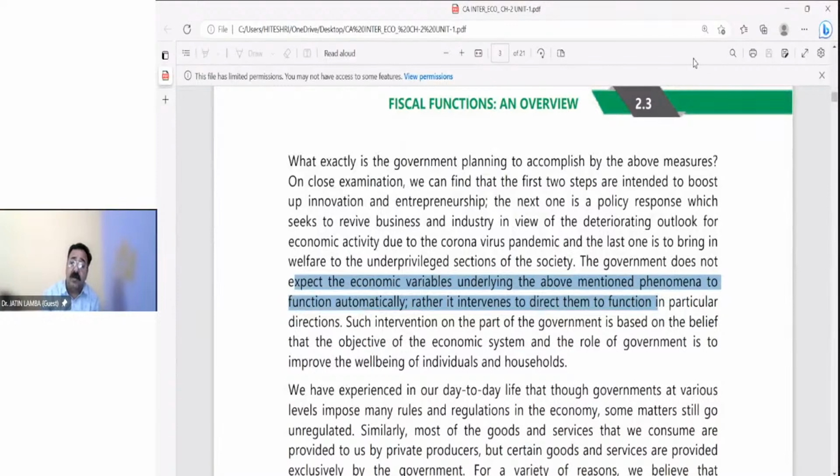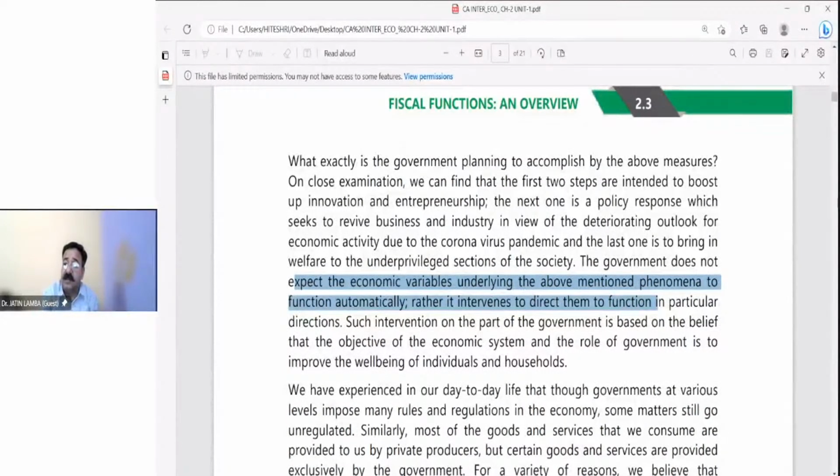So expect the economic variable. Here it means the government is saying that we cannot leave the market on free market forces or demand and supply always. The government sometimes has to interfere, intervene in the market, right? So we cannot say that no free market economy is working. There is a free market economy, where automatically demand and supply get balanced, but whenever the government feels the need, the government can intervene, right?